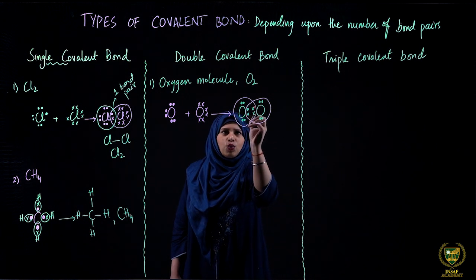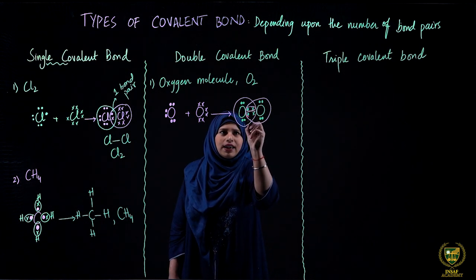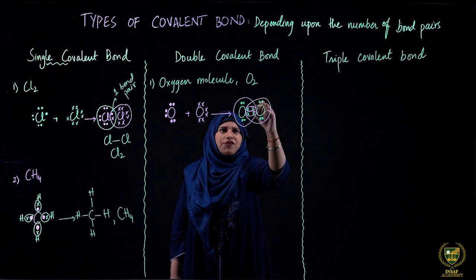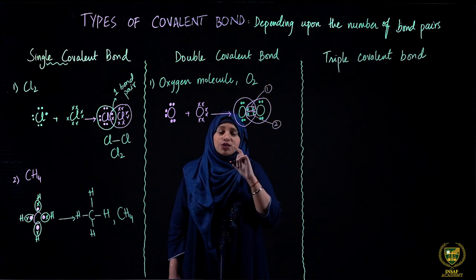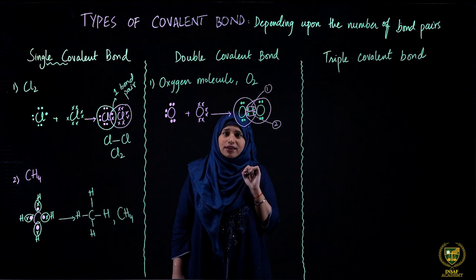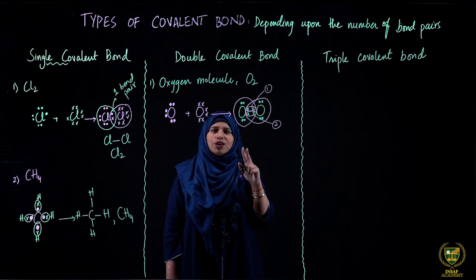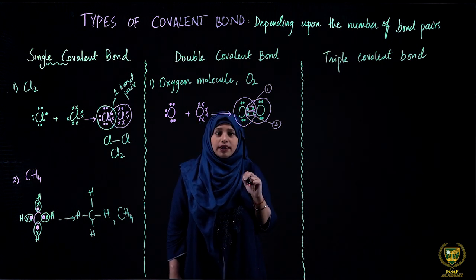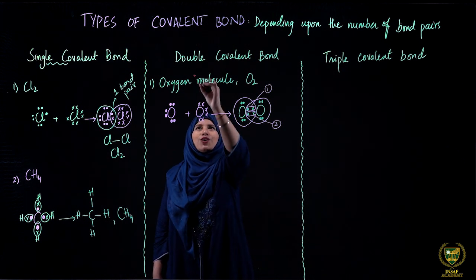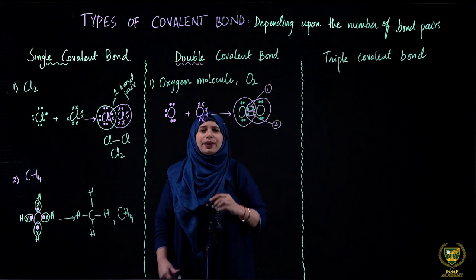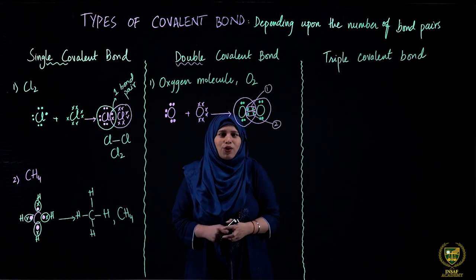Can you see there are 2 pairs? 1 and 2. So this is the first bond pair and this one is second bond pair. So how many bond pairs are involved over here? So there are in total 2 bond pairs involved. And if 2 bond pairs are involved in bonding, we are going to call it a double covalent bond.